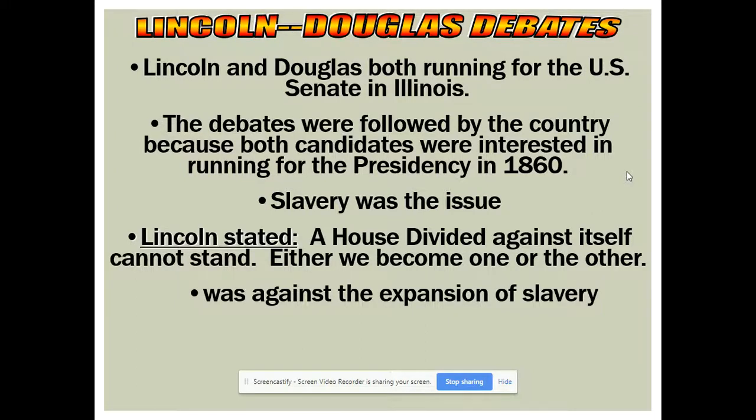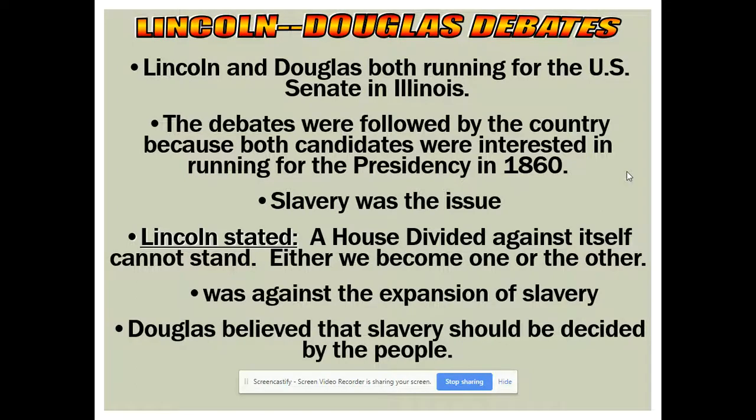Now, in fact, if you guys have been in debate in high school, one of the debate styles is a Lincoln-Douglas style debate. That's how interesting these debates were in 1858. And this is where Lincoln says his famous quote, "A house divided against itself cannot stand. Either become one or the other." He's talking about slave or free.